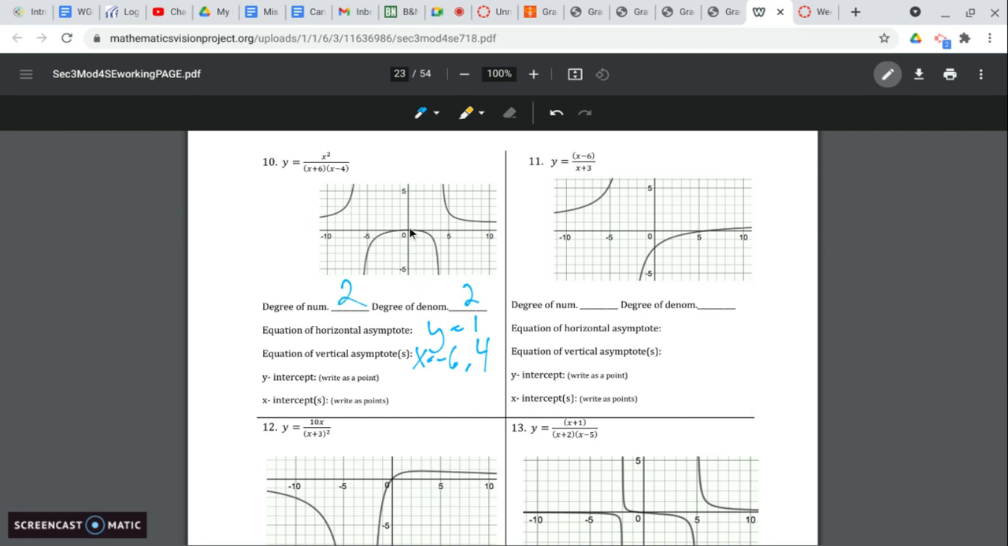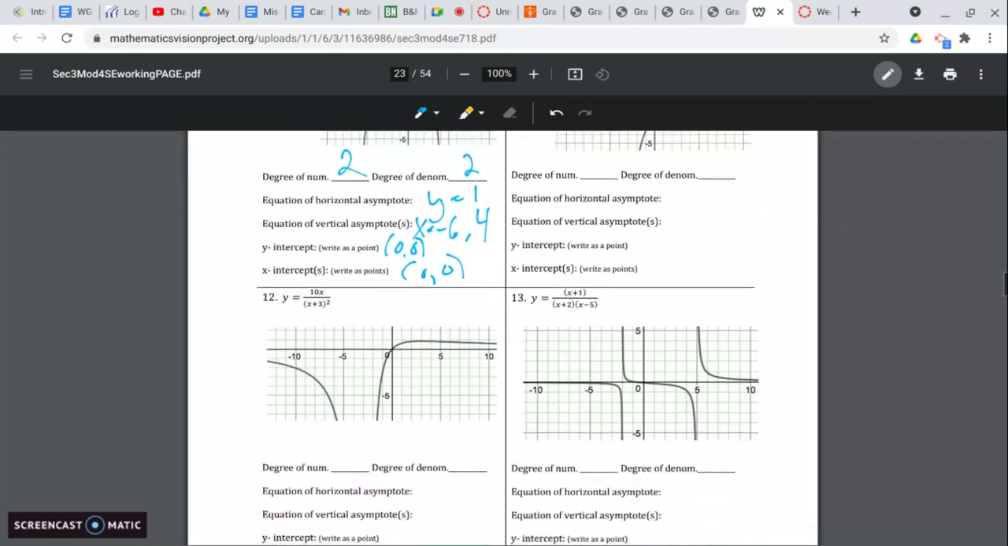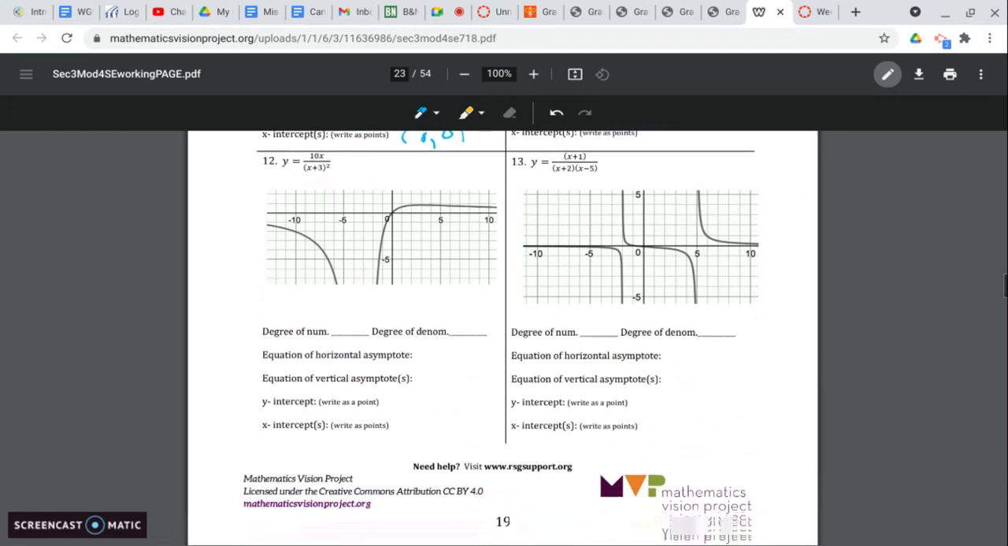The y-intercept, notice, 0, 0. And the x-intercept, well, it's also 0, 0 because that's the only place it actually crosses the x-axis. So this is what we are looking at here. So you can use the graph as well as the equation to help you.